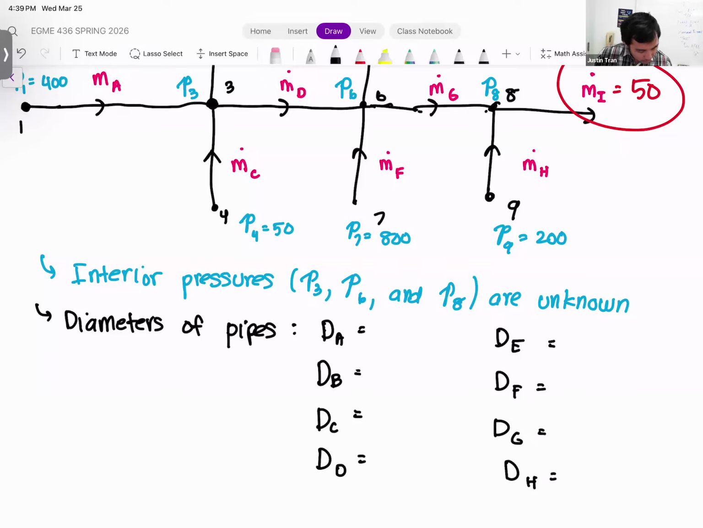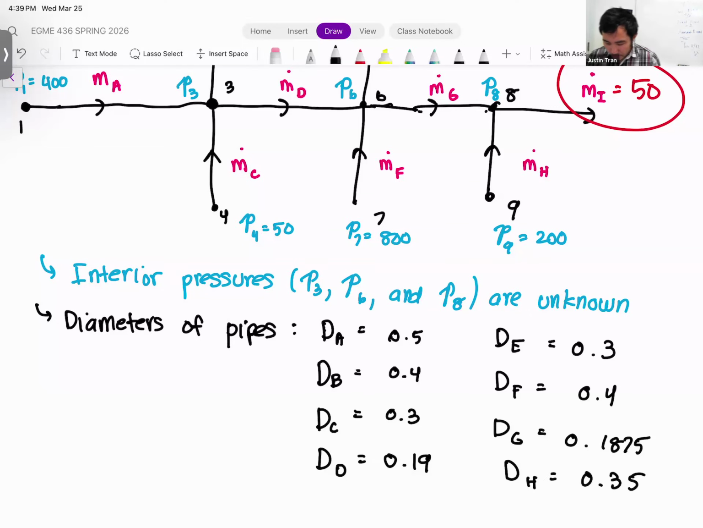All right. And so the diameter of pipe A here is going to be 0.5. Diameter of pipe B is going to be 0.4. Diameter of pipe C is 0.3. Diameter of pipe D is 0.19. Diameter of pipe E is 0.3. Pipe F is going to be 0.4. Pipe G is 0.1875. And for pipe H, it's 0.35.